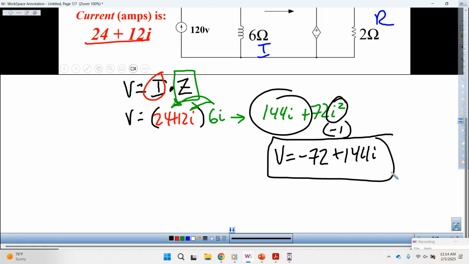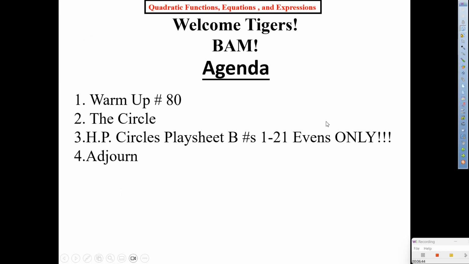Send that in, please. Copy the agenda. Warm-up number 80. We just finished. We're still in the middle of the circles. Tonight's home play is circles, play sheet B, numbers 1 through 21, evens. Evens only.